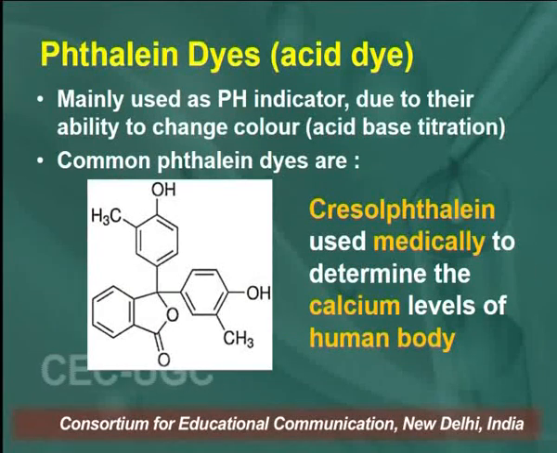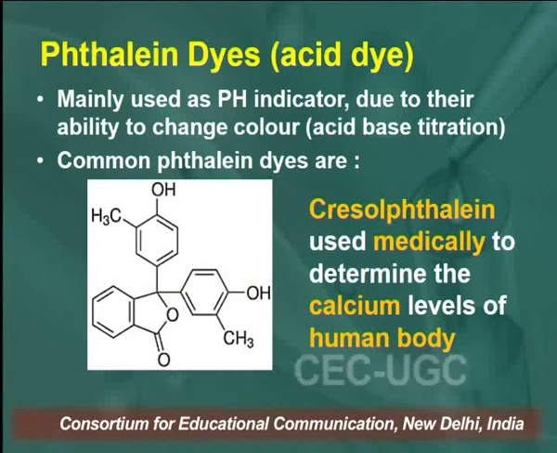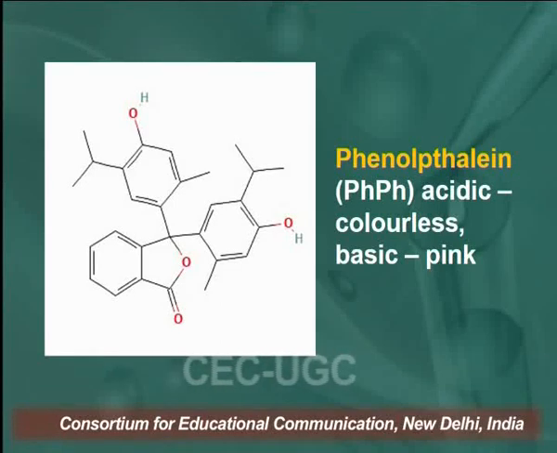Another important class, or the last class of dye, is phthalein dyes. Phthalein dyes are acidic dyes, and they are mainly used as pH indicators due to their ability to change color. They are used in acid base titration, and common phthalein dyes include cresolphthalein, which is used medically to determine the calcium level of the human body, and this is phenolphthalein.